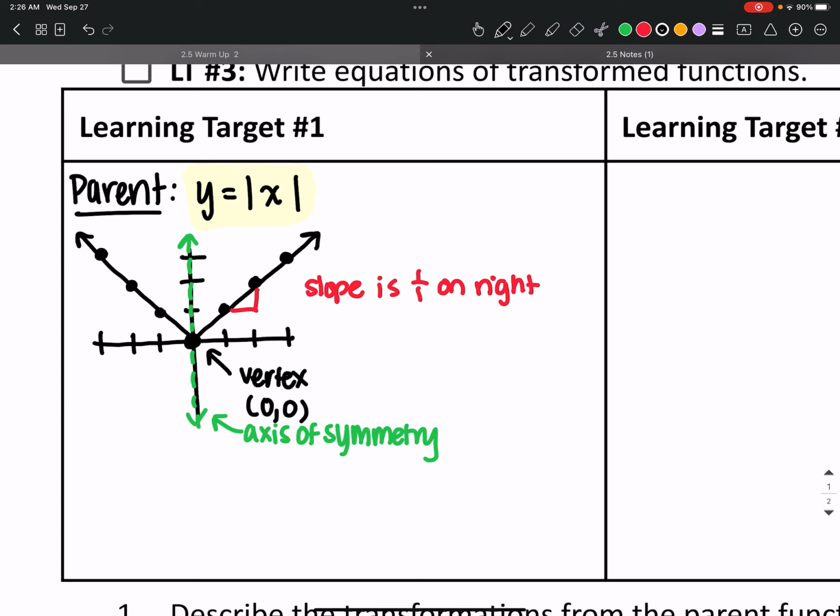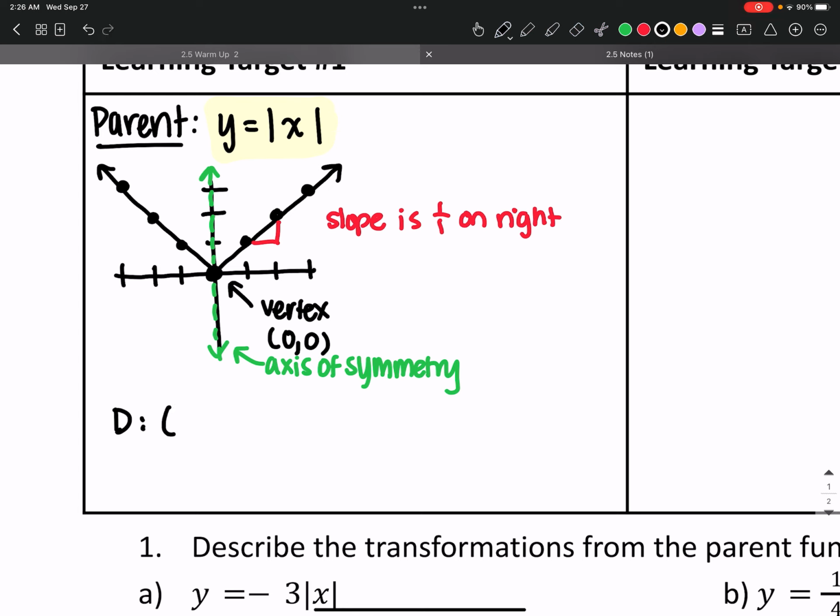Okay. The domain is always going to be the same for every absolute value function. It is, what? No, it's not. It's -infinity to +infinity. It goes on and on forever in both directions. The range is going to be the lowest y value, which is 0, to the highest one, which is infinity. 0 is going to have a bracket because it's included, and infinity cannot be contained, so I put a parentheses on it.